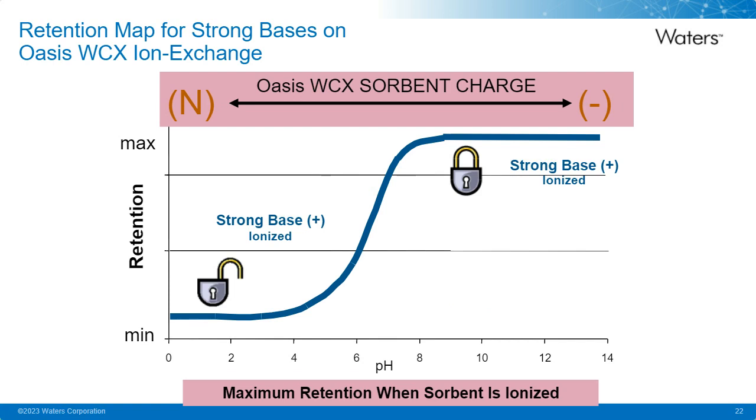This is complementary. If we look at a weak exchanger, we see a similar retention curve, but in this case, we have a strong base that is always ionized. So we have to modify the charge on the sorbent. In this case, when the sorbent is under alkaline conditions, it is ionized and easily binds the strong base. For elution, again, we acidify it, we turn off the charge on the sorbent, and we can use methanol to wash off our analyte. So again, we've got maximum retention when the sorbent is ionized, or in the previous case, when the analyte is ionized, for that ion exchange retention.